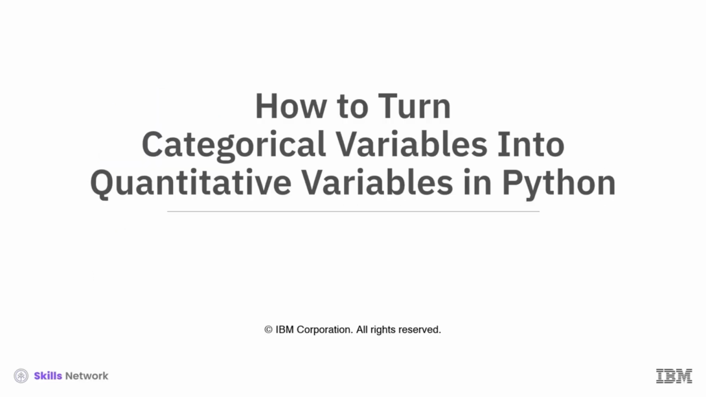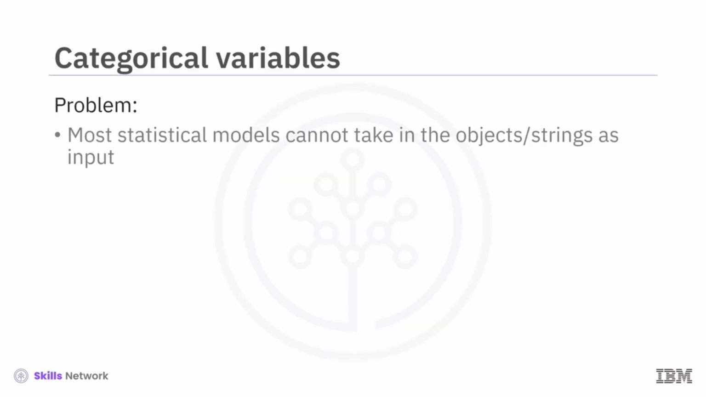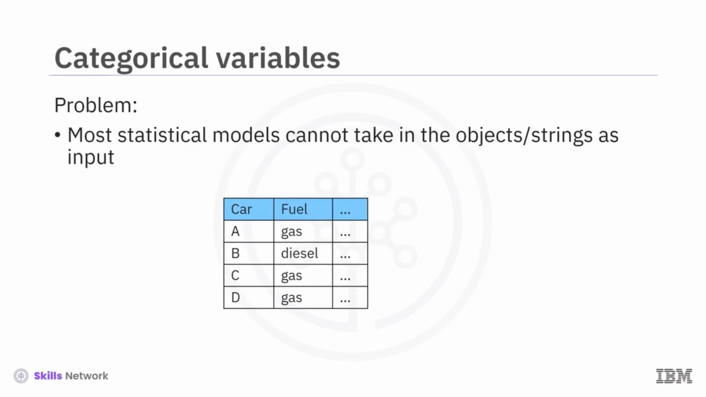In this video, we'll discuss how to turn categorical variables into quantitative variables in Python. Most statistical models cannot take in objects or strings as input and, for model training, only take numbers as inputs. In the car dataset, the fuel type feature as a categorical variable has 2 values, gas or diesel, which are in string format. For further analysis, Jerry has to convert these variables into some form of numeric format.